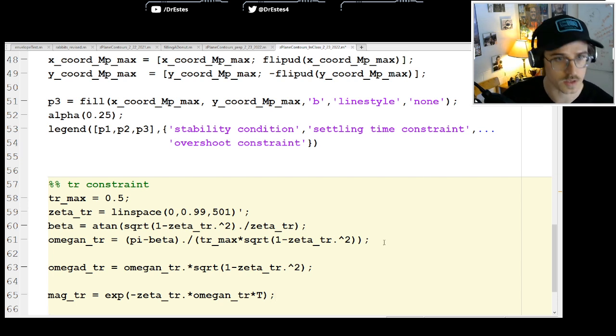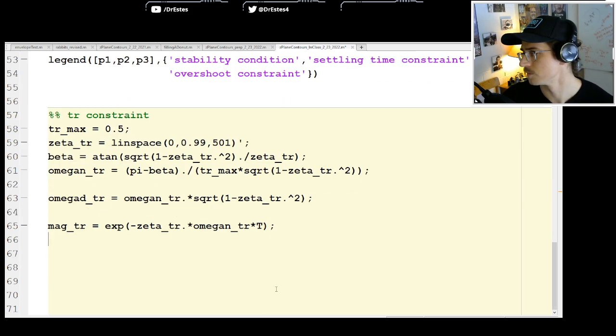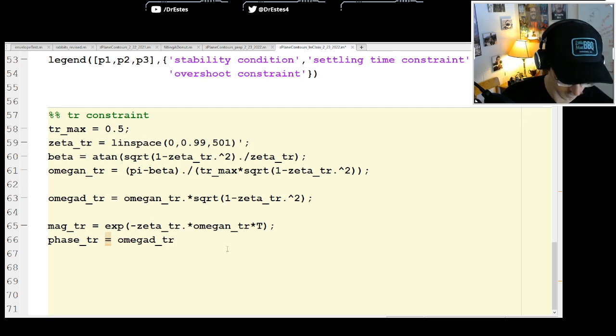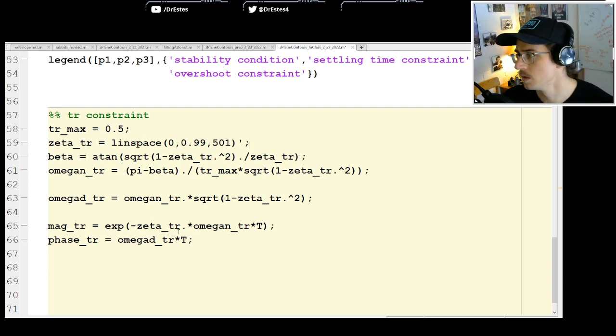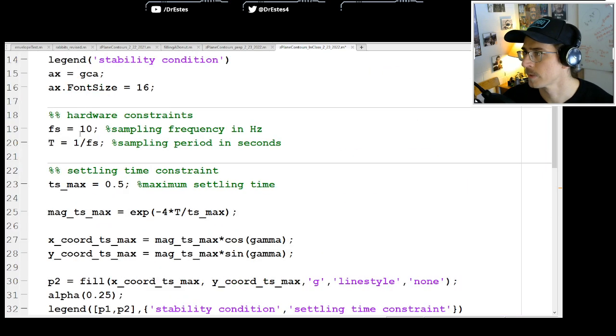And let's do the phase. So this is why I have omega d, omega d times our sampling period. So we have the magnitude and phase for each point. Let's turn it into x and y coordinates like we've been doing. Did we define t? I'm pretty sure we did. Here it is.